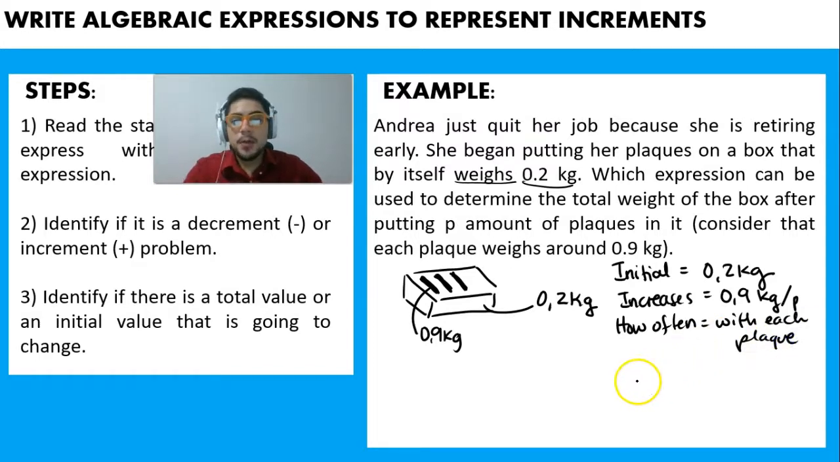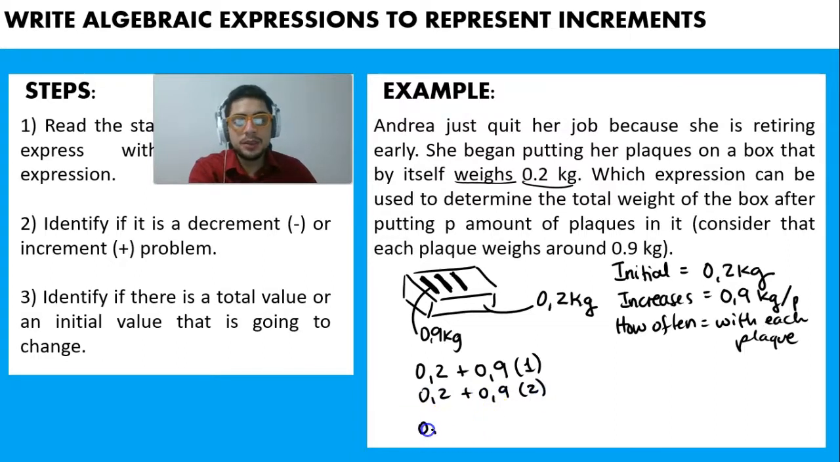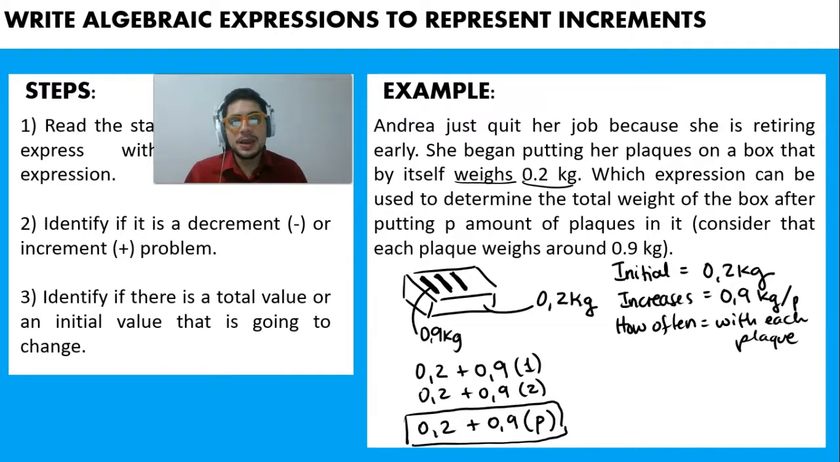right? So because we are adding plaques into the box, we're going to add the amount of plaques, right, by its weight. So after the first one, we're going to add 0.9 times one plaque. After the second plaque, we're going to multiply that amount by 2. And after a P amount of plaques, we are going to express it as 0.2, which is the initial amount, plus 0.9 by the amount of plaques, which is going to be P. And that is how we express an equation or algebraic expression that represents the amount or the weight of the total box, counting the amount of plaques in it.